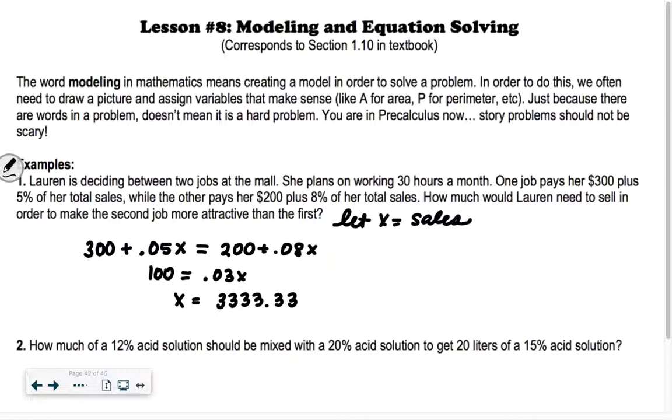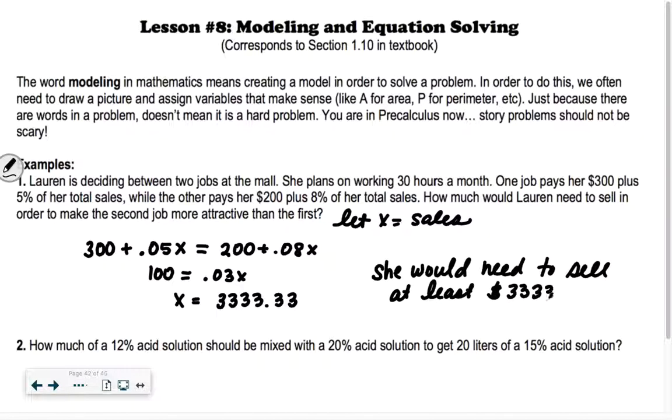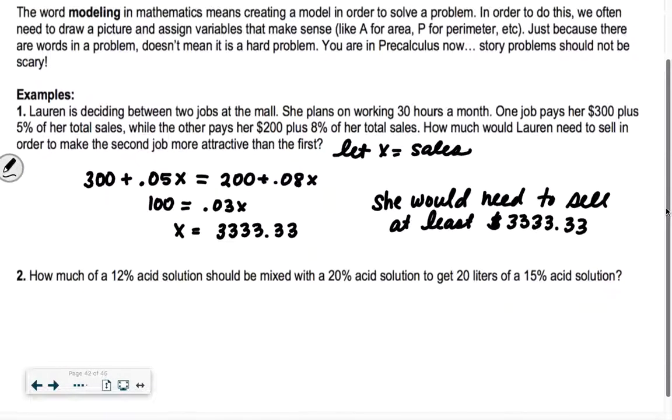That's when it's better to get less up front and more from your sales. Does that make sense? So if people come in and all the total people throughout that month spend over $3,000, that's good for her. Okay, so that's our turning point. So she would need to sell at least $3,333.33 worth of clothes, or worth of sales. You can probably make those sales in a couple days.